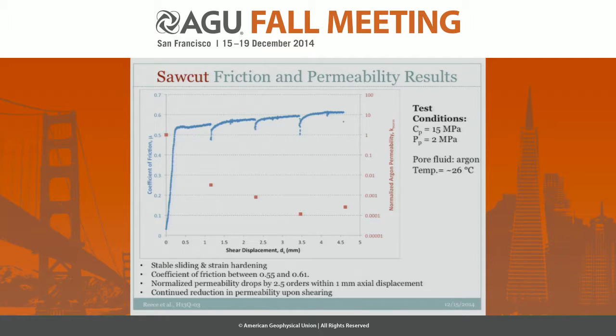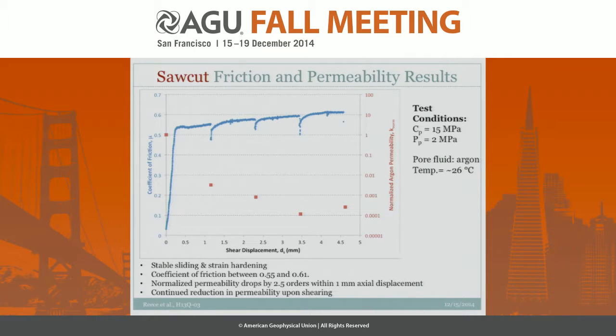The coefficient of friction ranges between 0.55 and 0.61, and you can see these little drops that happen whenever we stop the loading in order to perform the permeability measurements, but the coefficient of friction quickly recovers and continues on that same trend it had on previously.